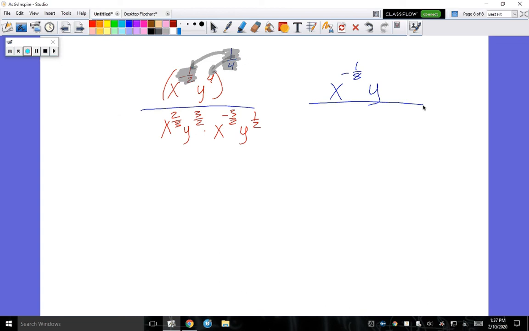Can I group these x's on the bottom together because I'm multiplying? Yes or no? Yes. Because I'm multiplying, what will I do with these things? I will add them. Up top, it was a power raised to a power, and that looks like this. Here we multiply. Power raised to a power, you multiply. But down here, when you're multiplying by bases, you are going to add those numbers.